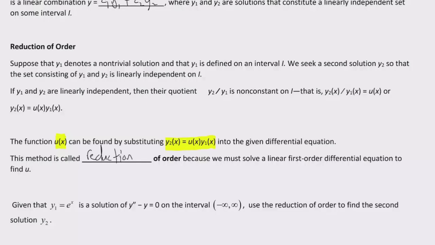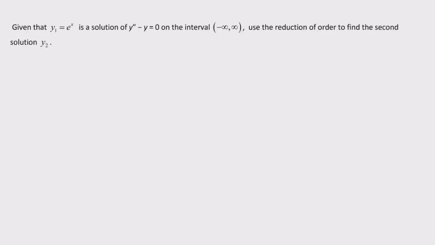Because we must solve a linear first order differential equation first to find u. Okay, so let's go with a simple case: given that e to the x is a solution of y double prime minus y equals 0, use reduction of order to find the second solution, y2.